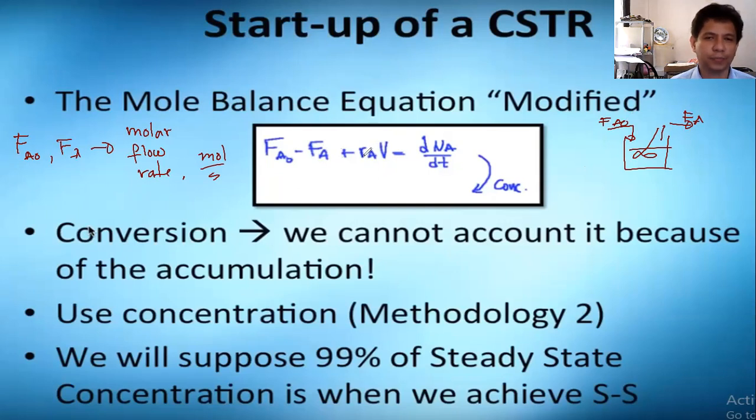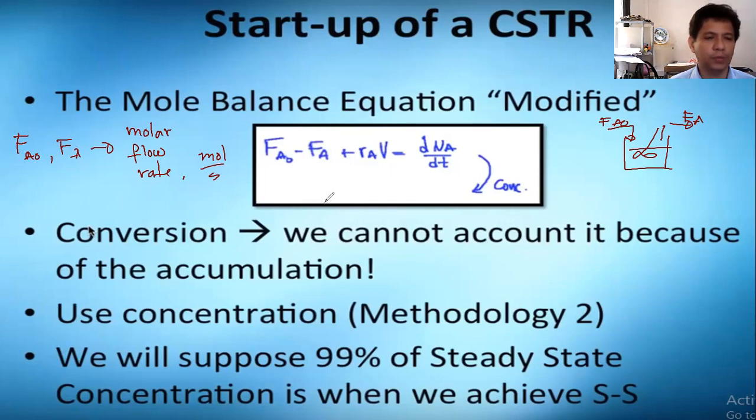That's the convention of Fogler and also Levenspiel. r_A is equal to negative k, C_A to the n. Since we are not yet at steady state, this term, the change in number of moles with respect to time, is not equal to 0. So that's our working equation for the startup of a CSTR.